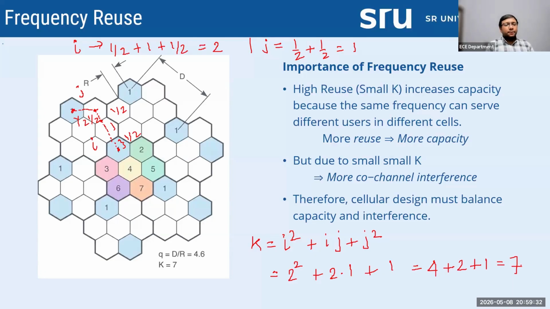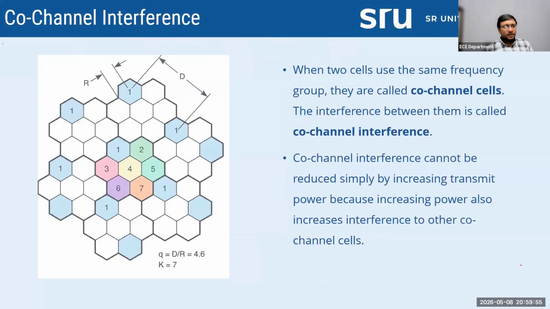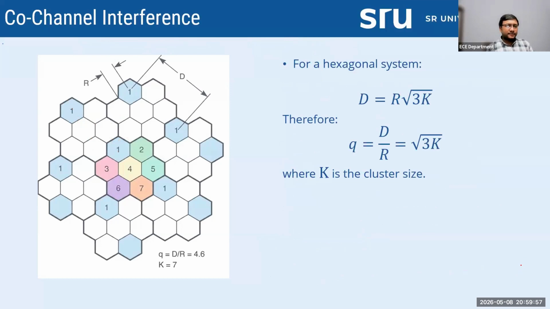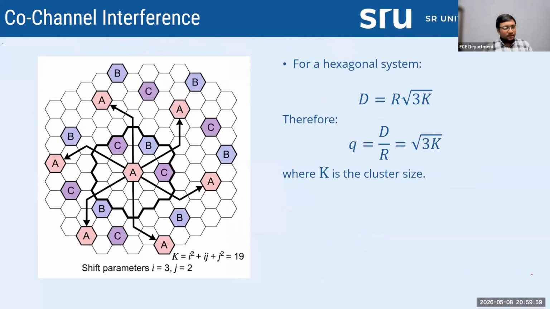Okay. So suppose I ask you, and I am not telling the cluster size directly. Instead of that, I mention I and J. Then you need to calculate K by using this formula I square plus Ij plus J square. Now suppose take this example. Okay, so this is a further larger cluster size.